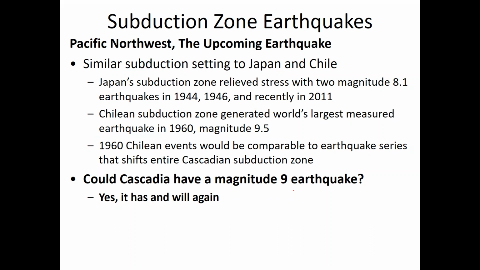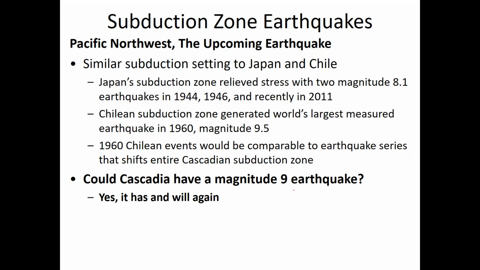Now, this subduction setting is similar to Japan and Chile, which we know both have very large earthquakes. Japan's subduction zone relieved stress with two magnitude 8.1 earthquakes in '44 and '46, and recently again in 2011. The Chilean subduction zone, as I mentioned earlier, had the world's largest earthquake ever measured in 1960 with a magnitude 9.5. And so that 1960 Chilean event would be comparable to an earthquake series in this Cascadia region due to inactivity and the amount of energy that must be stored on that fault.